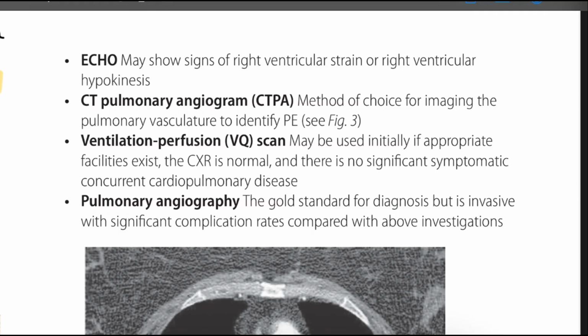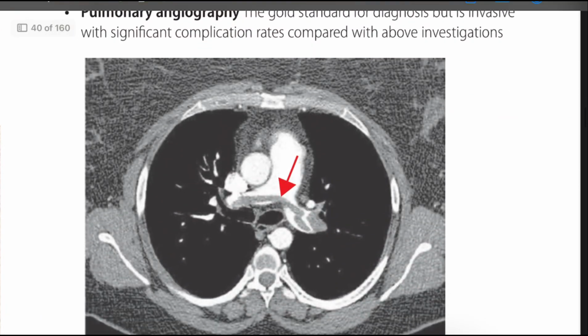Okay, so next we can do an echo test. It will help to rule out right ventricular strain and right ventricular hypokinesis. Next, we can do CTPA, computerized tomography pulmonary angiogram. This is very important. This is the main gold standard test for evaluating the pulmonary vasculature to identify pulmonary embolism.